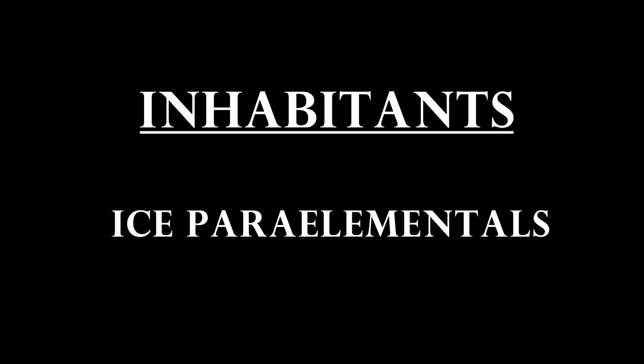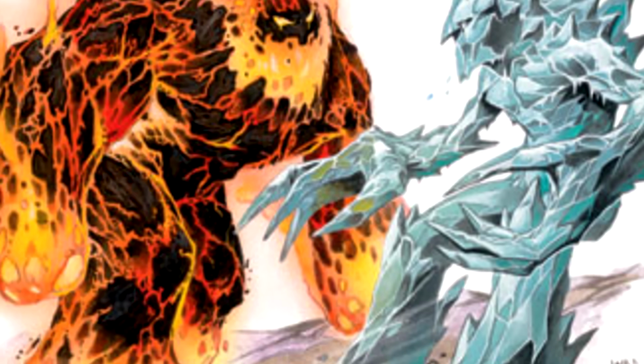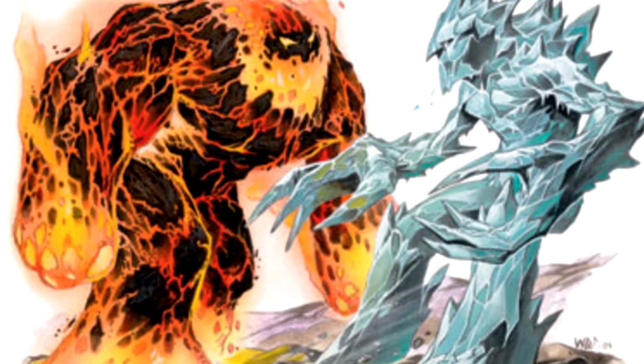Inhabitants. Okay, so first let's talk about the natives, and the first of those are the ice para-elementals. So just how the 4 major elemental planes of fire, earth, water, and air have elementals, or sometimes called true elementals, the paraplanes have para-elementals. The ice para-elementals resemble ice sculptures of humanoids, but they sometimes take the shape of other prime material creatures.